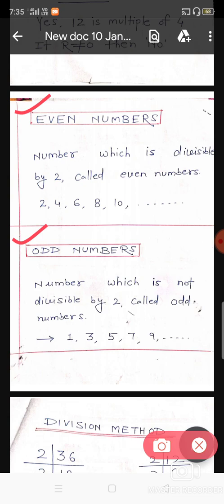Yes, what are even numbers? Numbers which are divisible by 2 are called even numbers. Means 2, 4, 6, 10, and so on. Least even number is 2. Greatest even number is infinite.